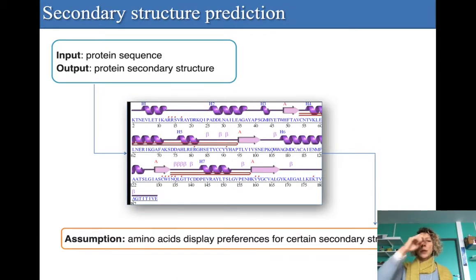So the problem we try to solve here is, given an input protein sequence, we would like to output the protein secondary structure. The assumption that we're going to make is that amino acids display preferences for certain secondary structures. So the idea is that the secondary structure is encoded in the protein sequence, meaning that different letters will lead to different secondary structure. Here you have just a schematized representation of secondary structure along the sequence. You have the sequence of amino acids, and then you can visualize the helices and the strands.